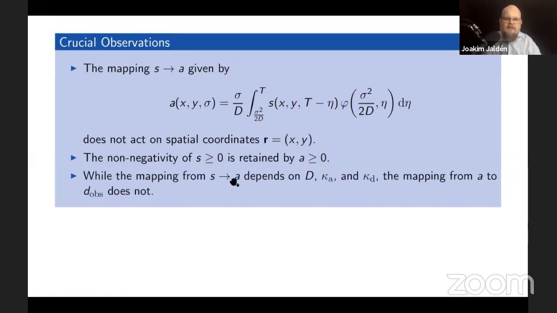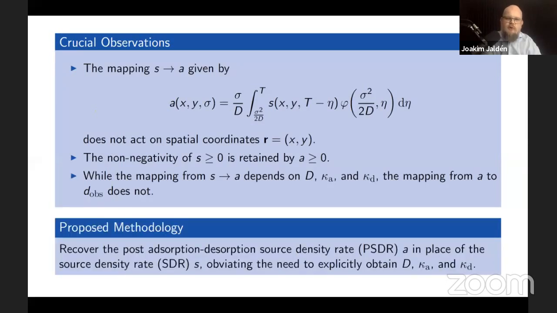And also the mapping from S to A depends on the diffusion constant of the medium, the capture affinity, and the dissociation constant. But the very nice thing is that once you have A, nothing more depends on these constants, and they are quite hard to estimate. So it's more convenient to work actually with A than with the source, because then you don't explicitly have to know these quantities in this particular setup. So what we propose as a solution is to recover this quantity A, which we call the post-absorption desorption source density rate. So you think of it as a source density rate, but it's modified in terms of the temporal content to this diffusion distance instead.